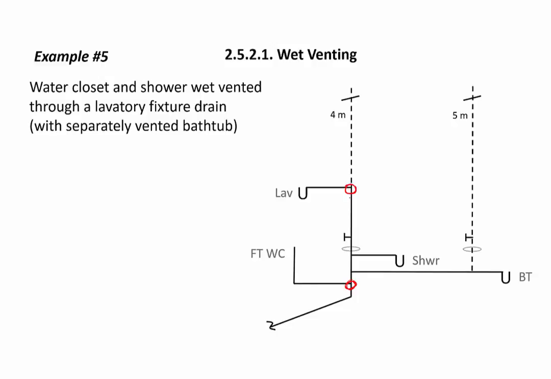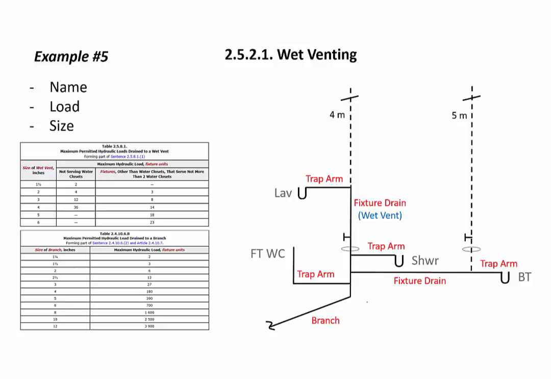So our wet vent is here. And we, again, have the separately vented bathtub that we're going to drain in there as well and see what effect that has on the sizing. So we're going to look at names, trap arms. We said that this vertical section from the lavatory to the water closet is our actual wet vent itself.